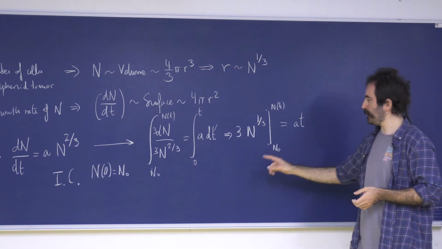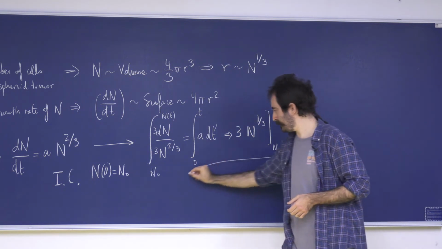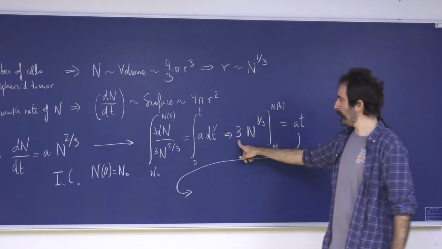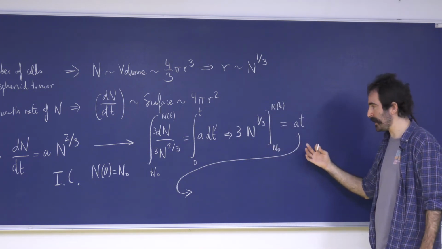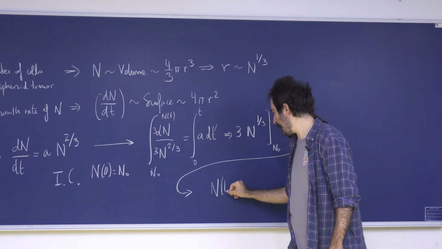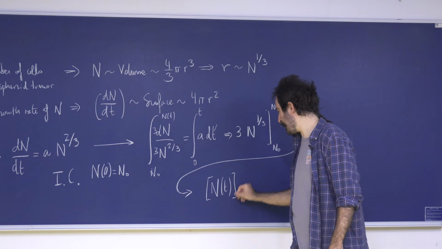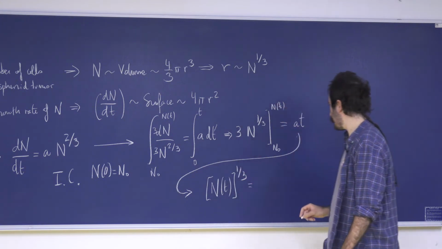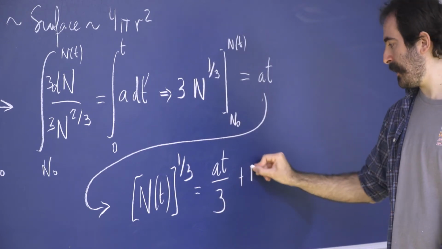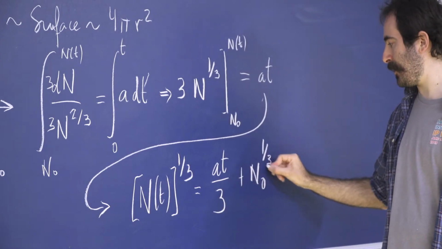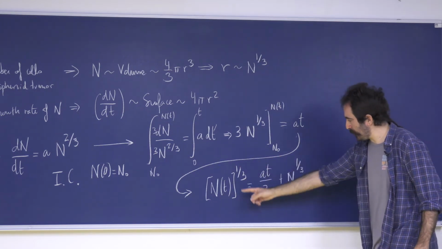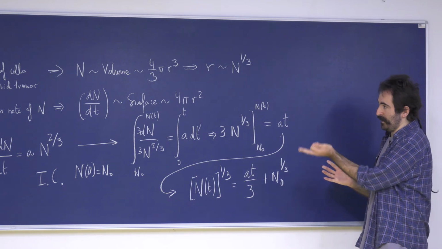Then let's move down here for a second, right? So in order to keep going, we can put this 3 on the other side of the equation, on the right-hand side, right? And then very, very quickly, we can see that N over time to the power of 1/3 is actually At/3 plus N0 to the power of 1/3. And this relation here is very suggestive of something that we have already seen, right?